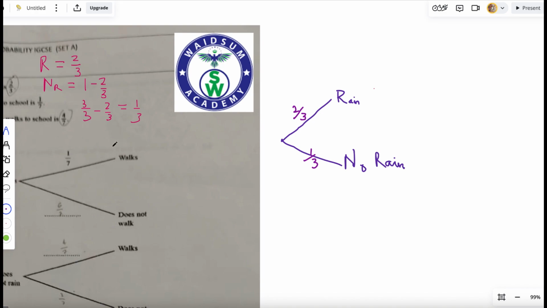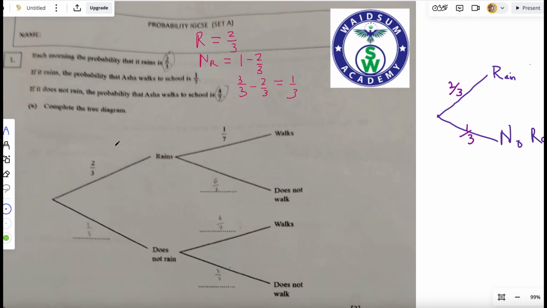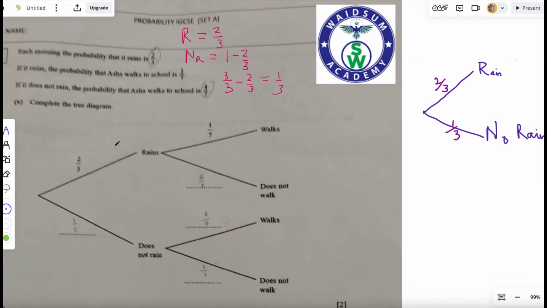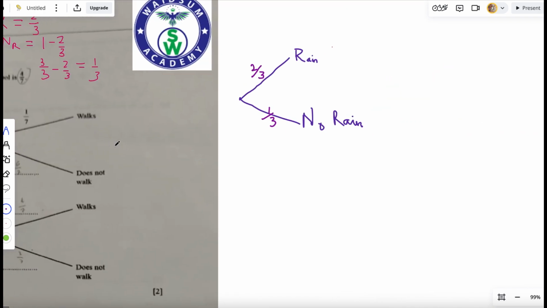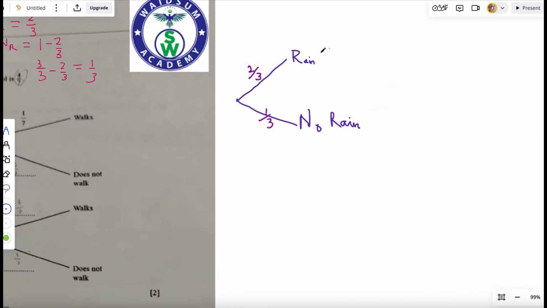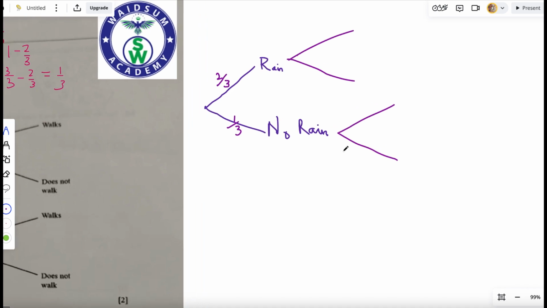Now, let's continue the question. The question continues by saying, if it rains, now he's giving you a conditional probability. If it rains, the probability that Aisha walks to school is 1/7. So you go to the branch of rain. If it rains, there is possibility of walking to school or not walking to school. If it does not rain, there is also possibility of walking to school and not walking to school. So we're going to fill out that concept.